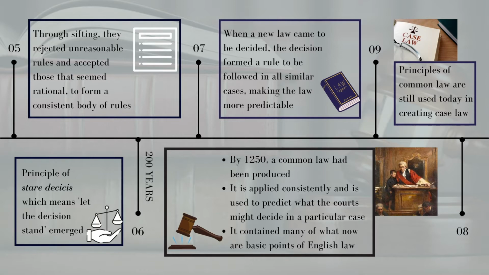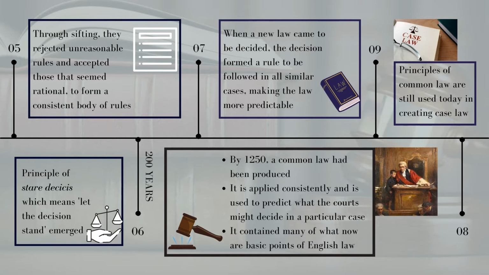of rules. During this process, which went on for 2 centuries, the principle of stare decisis, which means let the decision stand, emerged. When a new problem of law came to be decided, a decision formed a rule to be followed in all similar cases, making the law more predictable. And by 1250, a common law that ruled the whole country had been produced. This law was applied consistently and is used to predict what the courts might decide in a particular case.